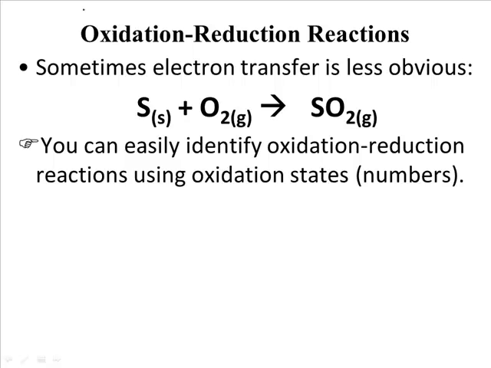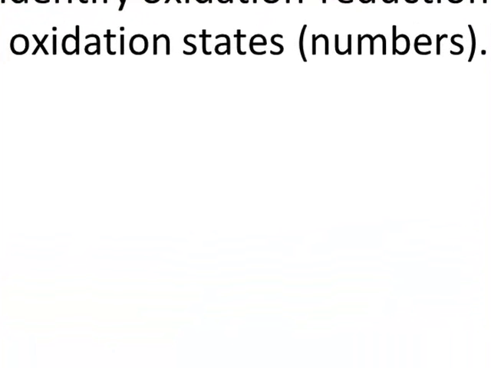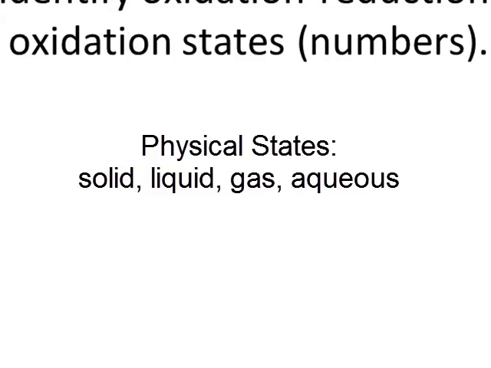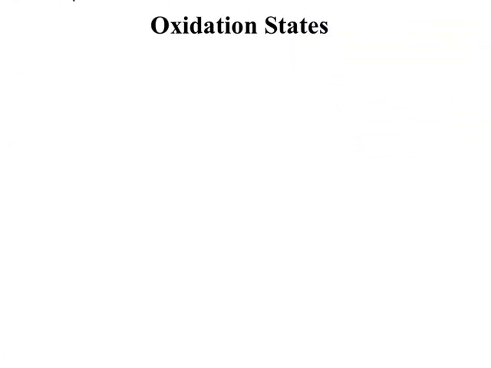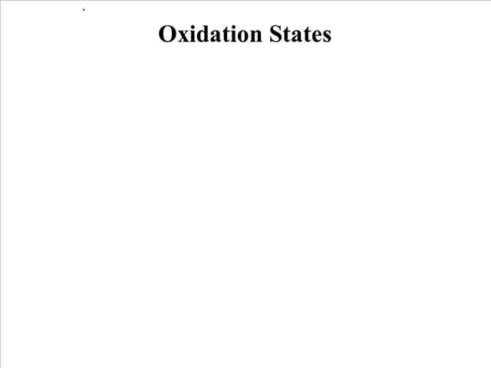Oxidation states are simply numbers that help us easily identify oxidation-reduction reactions. So be careful, because while oxidation states might remind you of physical states, at least in terminology, oxidation states really just refer to numbers. Numbers that help us indicate whether an atom is able to gain or lose electrons. Let's look at how oxidation states work. There are three basic rules for determining oxidation states, and if you can remember these rules, you'll never wonder whether a compound gained or lost electrons again.